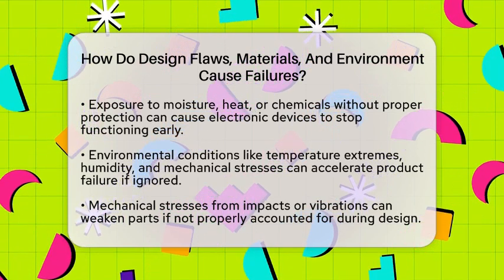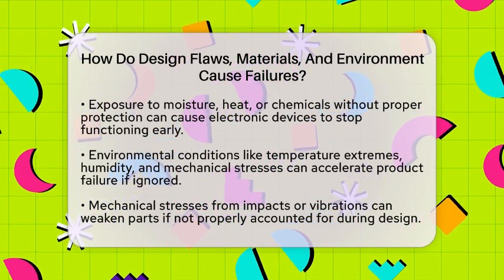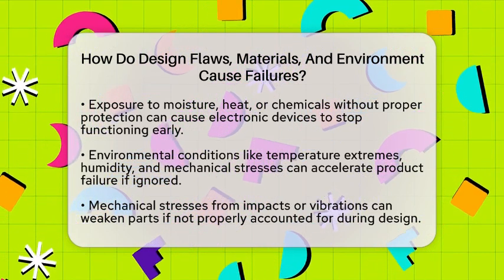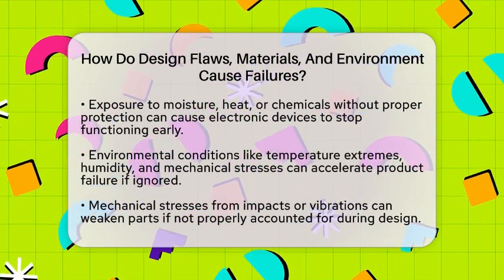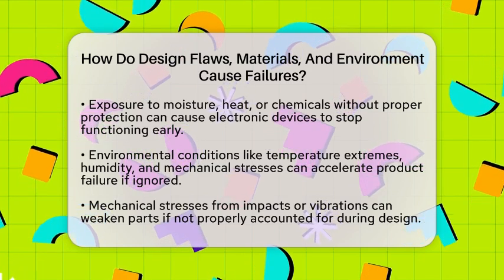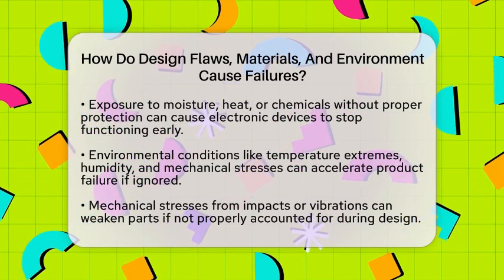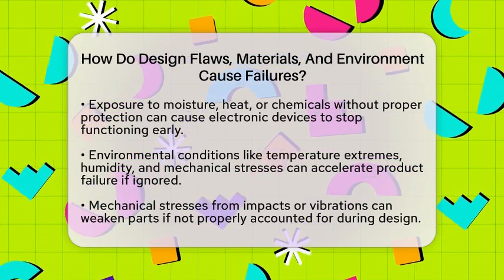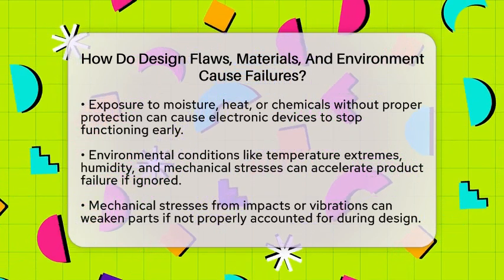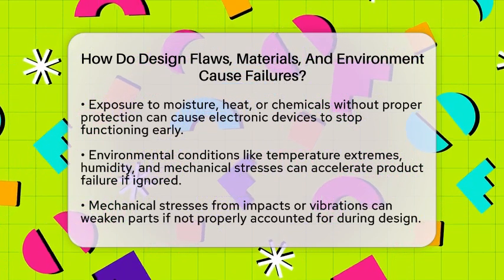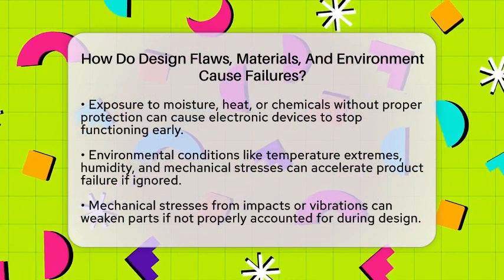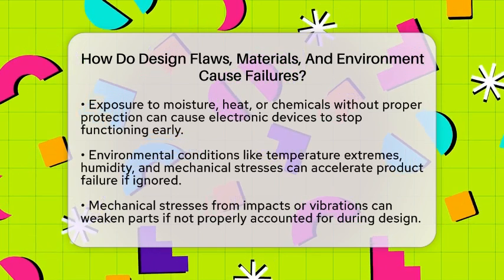Environmental factors include things like temperature extremes, humidity, chemicals, or mechanical stresses. If these aren't considered during design, they can cause products to break down prematurely. For instance, a gadget exposed to high heat or moisture without proper sealing might fail quickly. Mechanical stresses from vibrations or impacts can also weaken parts if not accounted for. When environmental conditions are ignored, even the best designed products can become vulnerable.